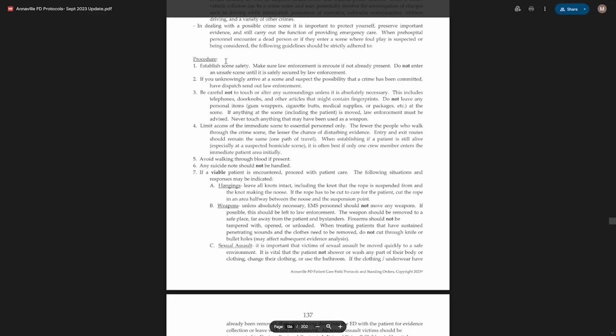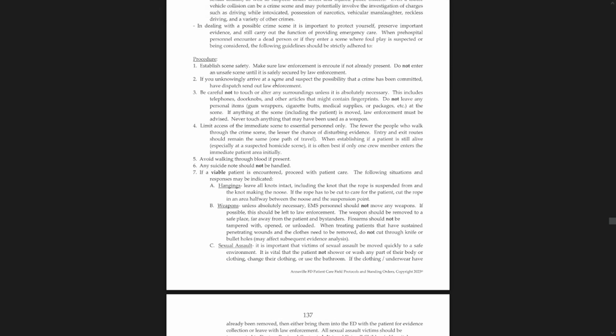First off, establish scene safety. Make sure law enforcement is en route, if not already present. Do not enter an unsafe scene until it is safely secured by law enforcement. If you unknowingly arrive at a scene and suspect the possibility that a crime has been committed, have dispatch send out law enforcement. Be careful not to touch or alter any surroundings unless it is absolutely necessary.